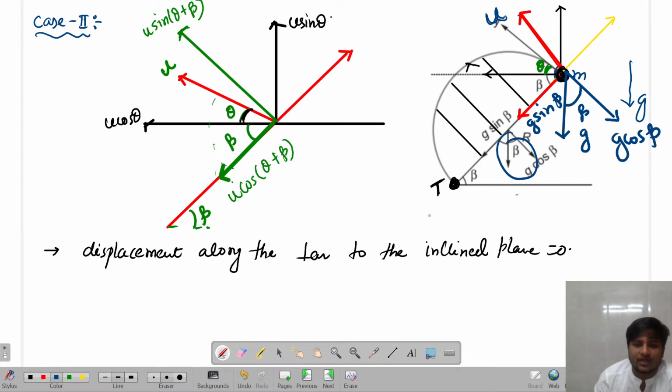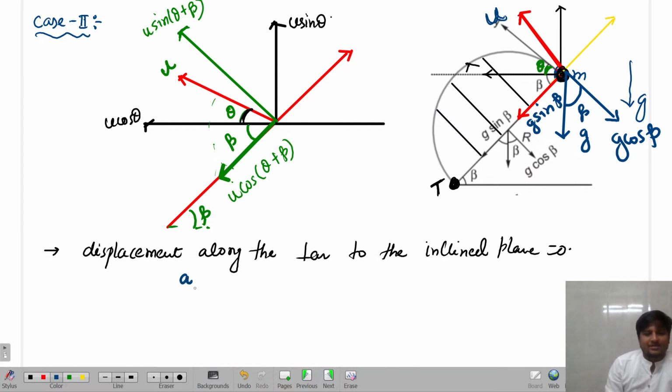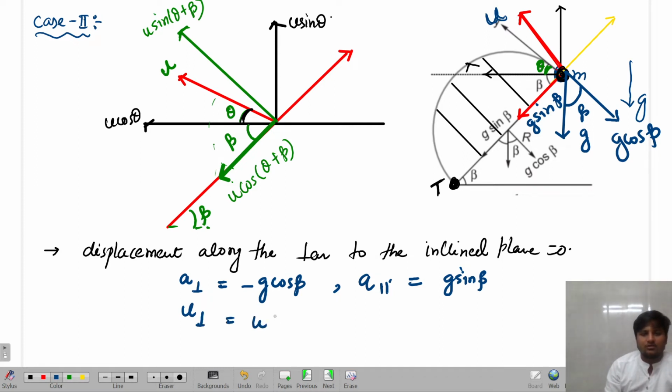Look over here, this is what it is showing. You have gravity along the perpendicular direction of the inclined plane as g cos beta. So the acceleration along the perpendicular is minus g cos beta, and the acceleration parallel to the inclined plane is g sin beta. That is the most important conclusion. The initial velocity along the perpendicular direction is u sin(θ+β), while along the parallel direction it is u cos(θ+β).